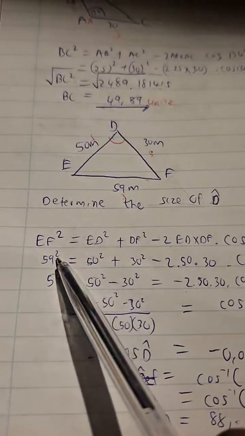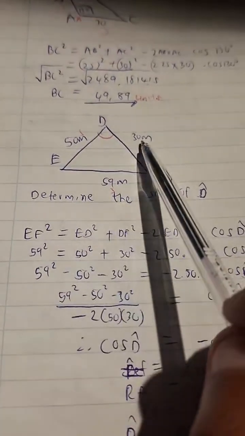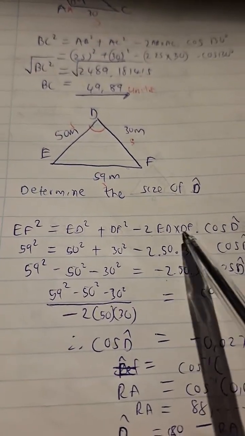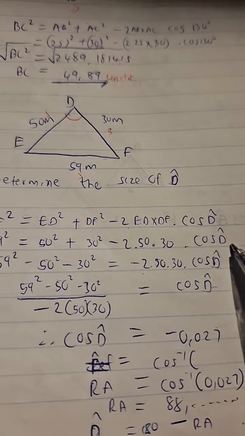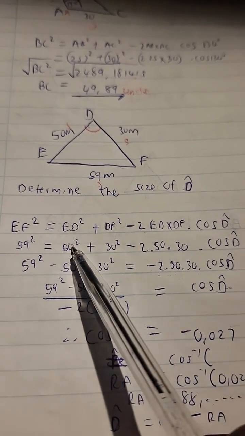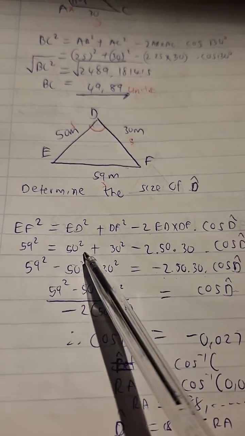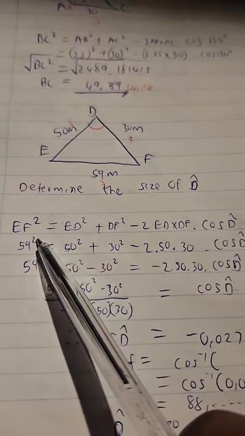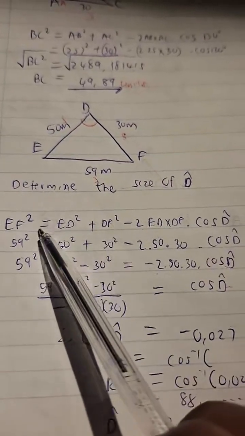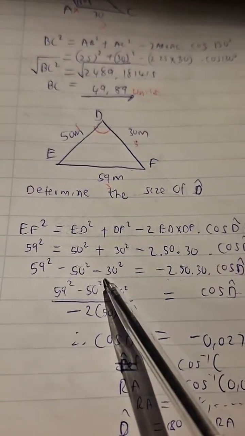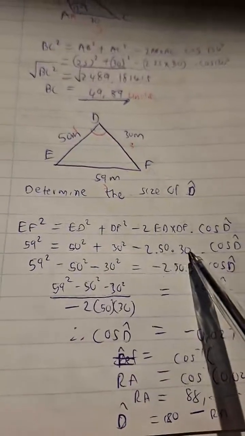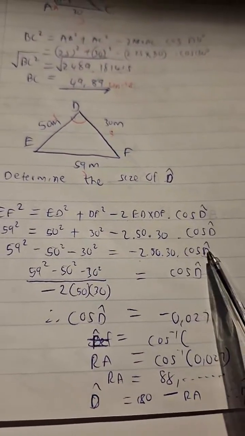Now EF, 59 squared. ED, 50 squared. There we go. DF, 30 squared. Minus 2 times ED, which is 50, times DF, which is 30, times cos of angle D. Hope we are together there with the substitution. No problems. Now, we transpose 50 squared, additive inverse. 50 squared crosses over, changes sign to negative 50 squared. 30 squared crosses over, minus 30 squared on the left. Equal to, what are we left with? On the right side, we are left with negative 2 times 50 times 30 times cos of angle D.